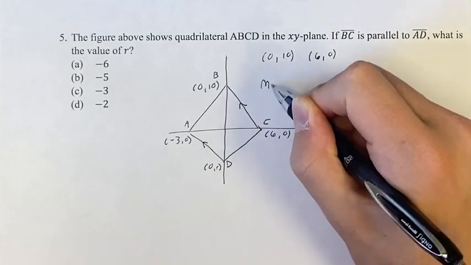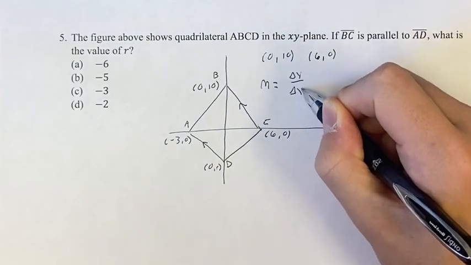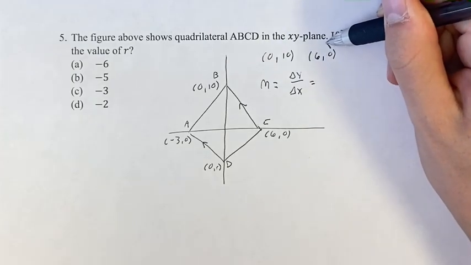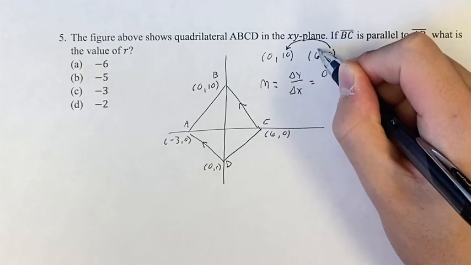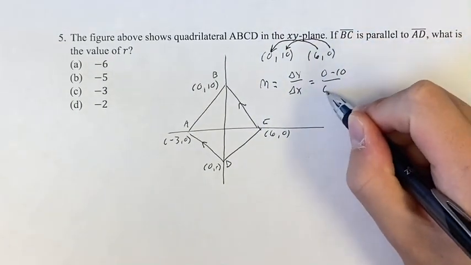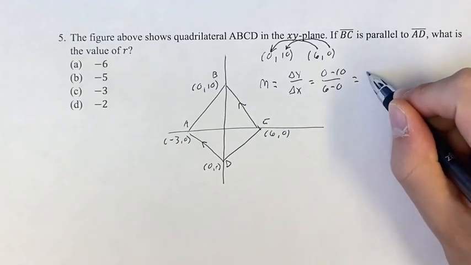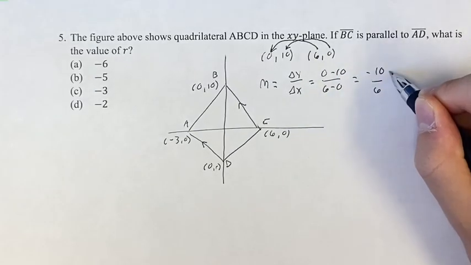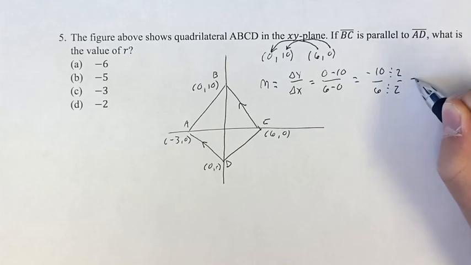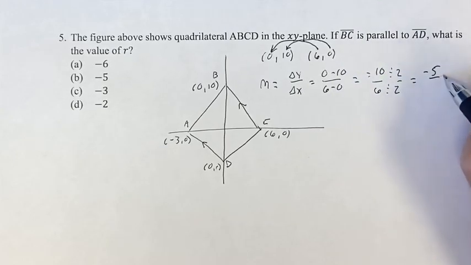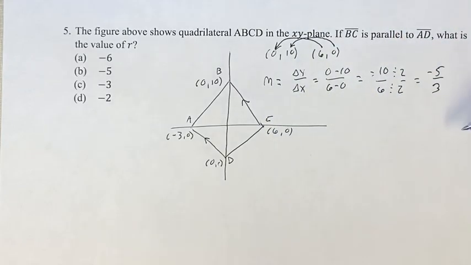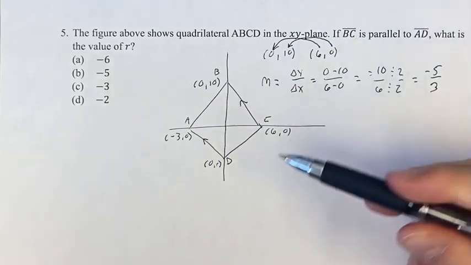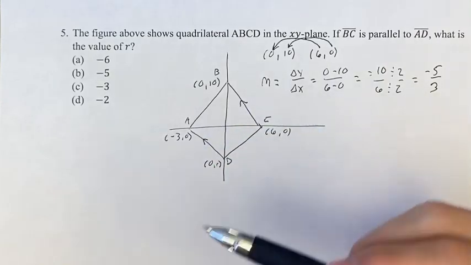can take the slope, which is equal to the change in y over the change in x. So the change in y is 0 minus 10, and the change in x is 6 minus 0. 0 minus 10 is negative 10, 6 minus 0 is 6. Dividing both sides by 2 gives us negative 10 divided by 2 is negative 5, 6 divided by 2 is 3. So the slope of this line segment is negative 5/3. And since AD is parallel to that, its slope is also negative 5/3.